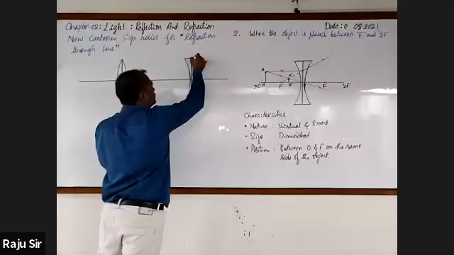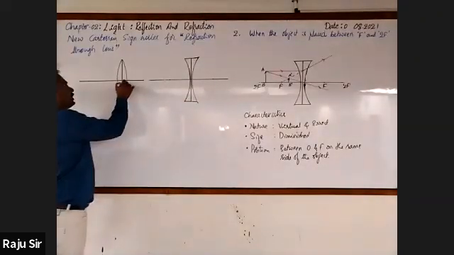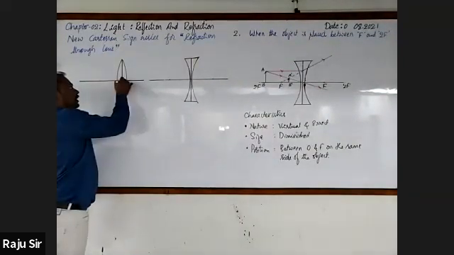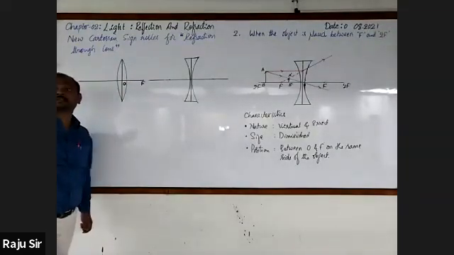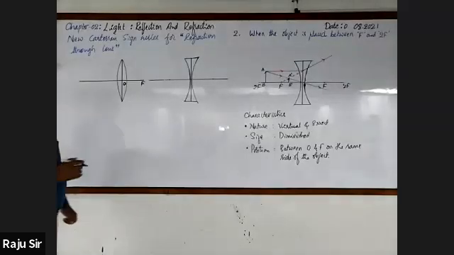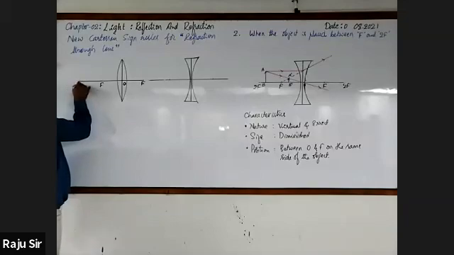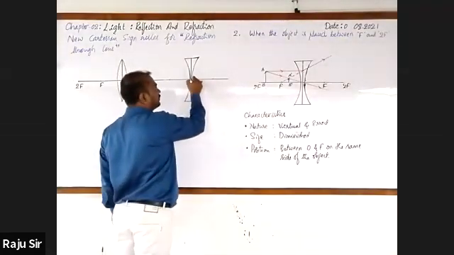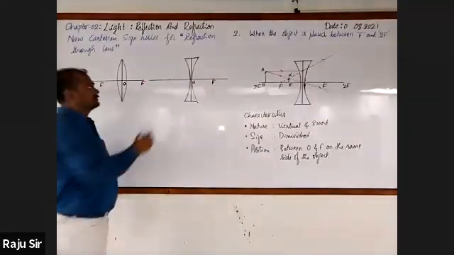Yes, this is concave. And go on marking the geometric center of the lens. What is it called? Optic center. Then what do you call the point on the principal axis where the rays of light actually meet? Principal focus. Principal focus of convex lens. And where the rays appear to meet is the principal focus of concave lens.